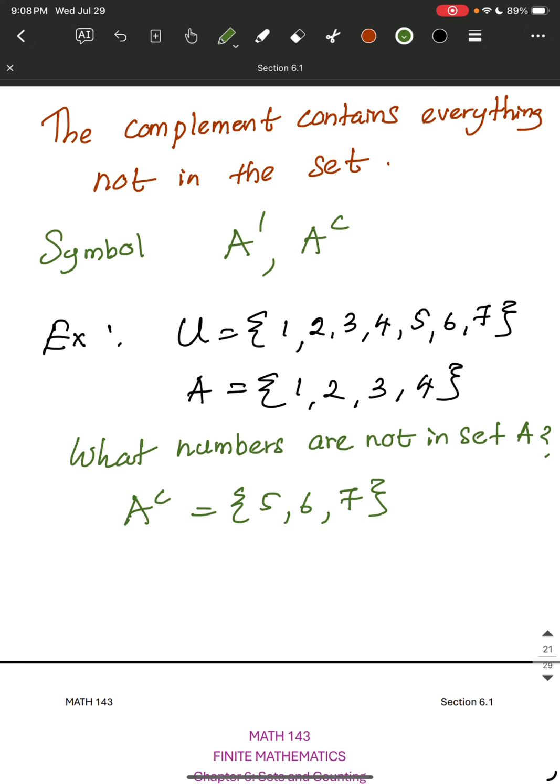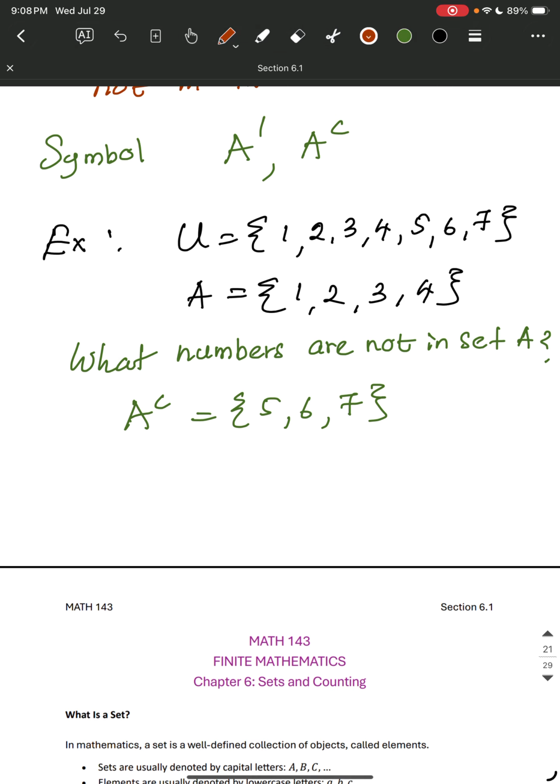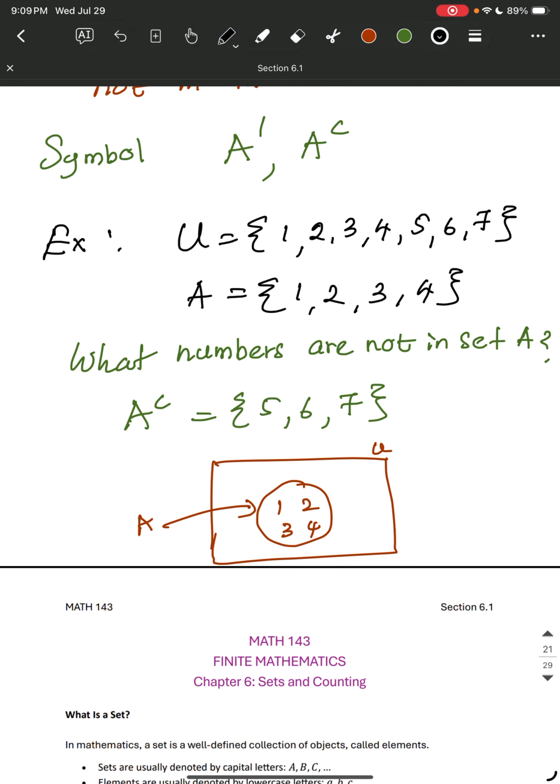The Venn diagram, we can draw it as the Venn diagram here. Set A 1, 2, 3, 4 and the universal set here. All the entries not in set A, outside the circle, 5, 6, 7. Right? Okay. One more quick example. Display the Venn diagram from the notes and write down the notation.